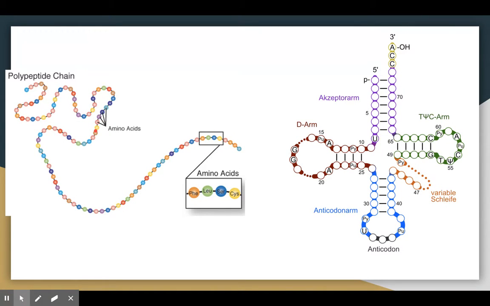The nucleotide sequence of tRNA molecules creates this cloverleaf of the tRNA molecule, which is a secondary structure of tRNA due to base pairing. They are secondary structures because they are not linear, but rather folded and have a second level of structure.